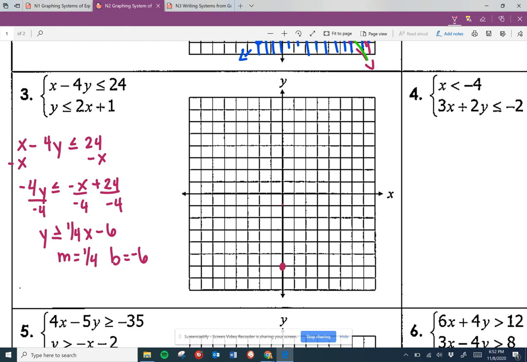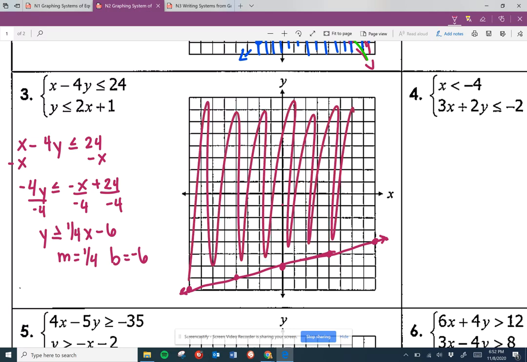Now let's look at the second one. I have a slope of 2. I have a b of 1. So I will make my point here and graph my line. Okay, this is a less than or equal to sign, so it is also going to be solid because it has that equal to symbol with it. And then the less than is shaded below. So all of this right here.